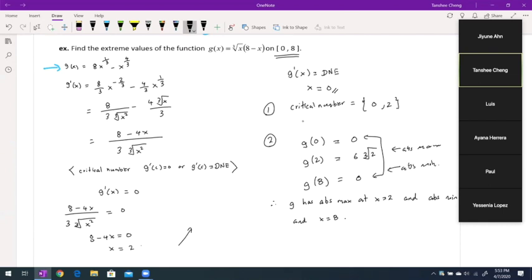Since they are the same value, we have 2 absolute minimums. So that's how I conclude it. We have absolute maximum at x equal to 2 and absolute minimum at x equal to 0 and what? 8. So this is the closed interval method for finding the absolute maximum and minimum of a given function on a closed interval. Any questions before I move any further?